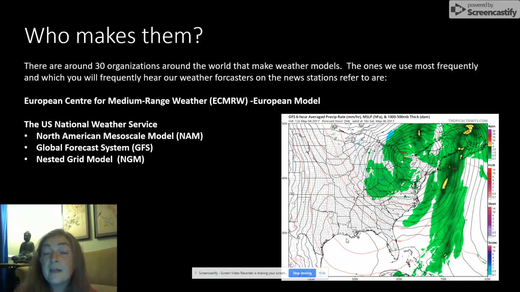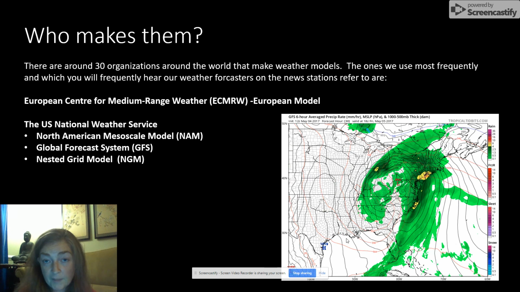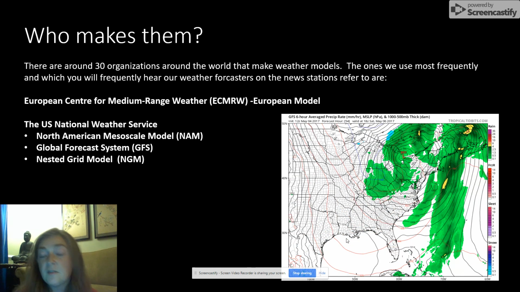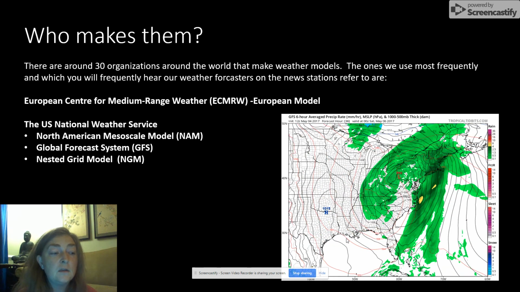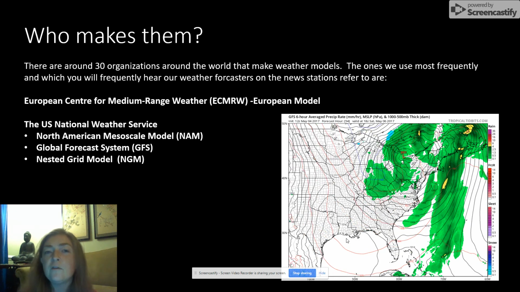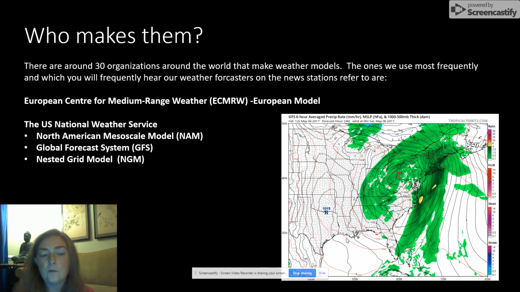All right, so that's the basics of what weather models are and how we make them and what we do with them. And I hope that you now have a basic understanding of what weather models are.